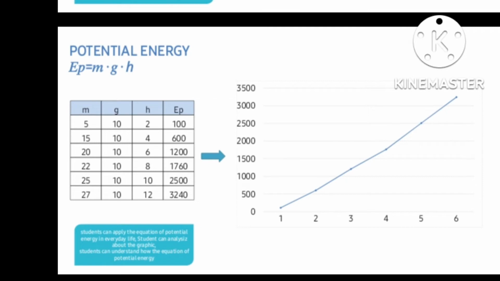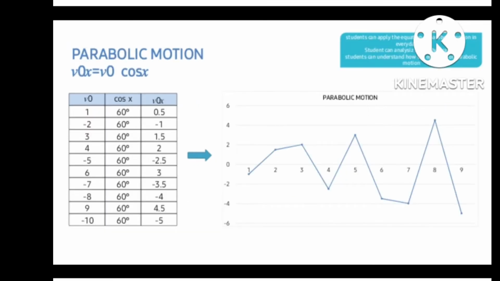Students can analyze the graphic. Students can understand the equation of potential energy. And next is the parabolic motion graph. The formula for parabolic motion is initial velocity times cos x. So for the first value, the initial velocity is 1 and cos x is 60 degrees. So the parabolic motion is 0.5.